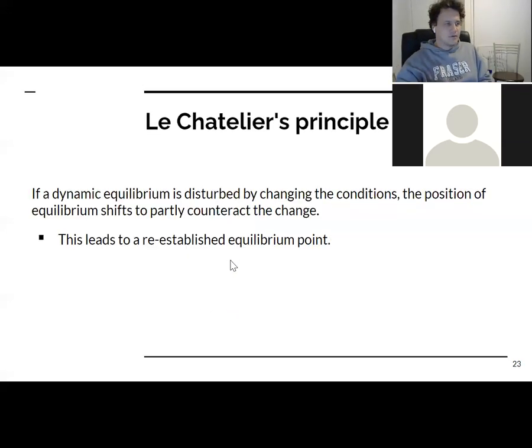So we have this, I'm not even going to try and say the name because I have a few students who speak French and they laugh at me when I try to pronounce that.